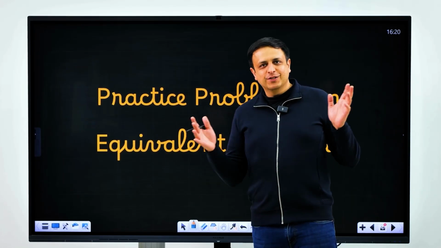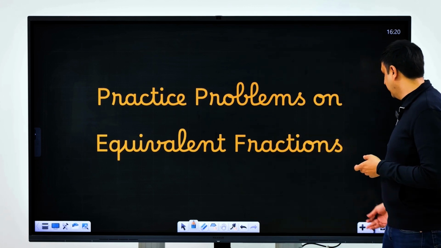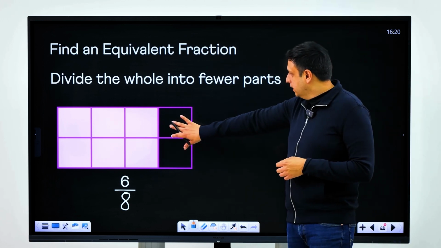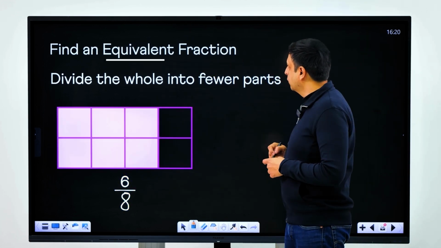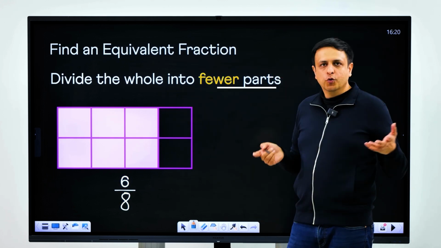Hi everybody, in this video lesson we will do some nice fun practice problems on equivalent fractions. So here's our first one. We are given this fraction over here, 6 over 8, and we have to find an equivalent fraction for 6 over 8 by dividing the whole into fewer parts.